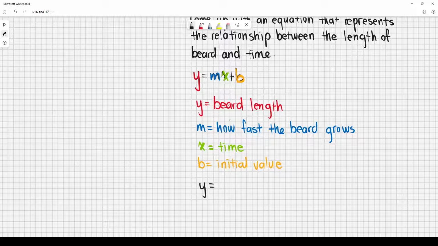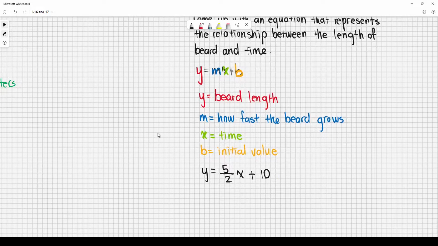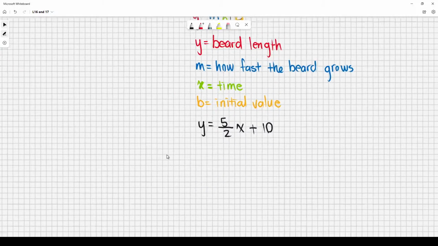So y, the slope, as we found out, was 5/2. X is just x. And then plus b, the y-intercept, was 10 millimeters. So that's all you do. That's your equation. So how is this helpful?